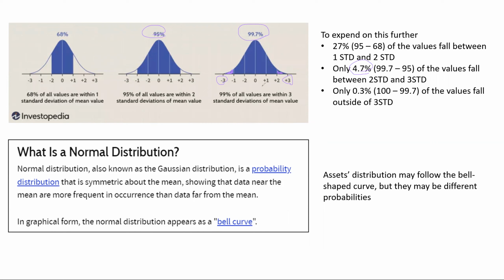And anything outside of standard deviation 3, it only occurs 0.3% of the time, meaning very, very rare, okay? You do get some amount of occurrence, but it is quite rare.